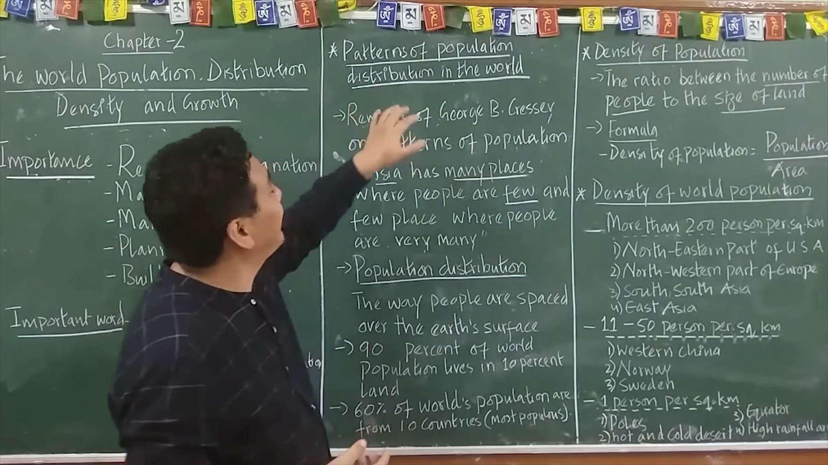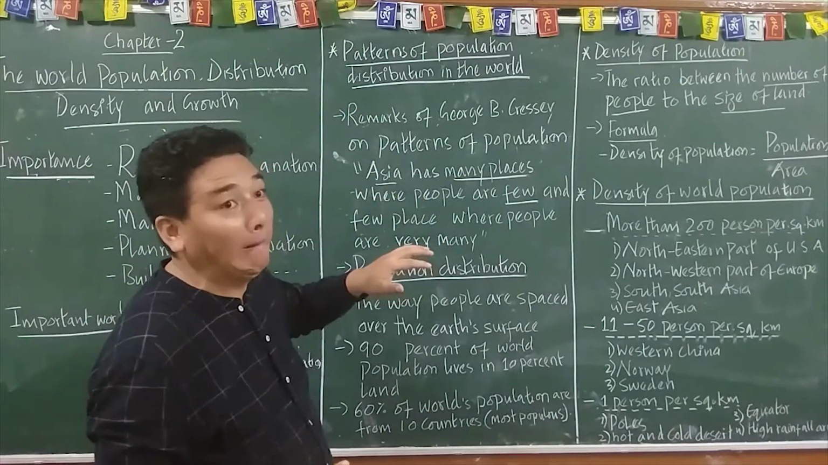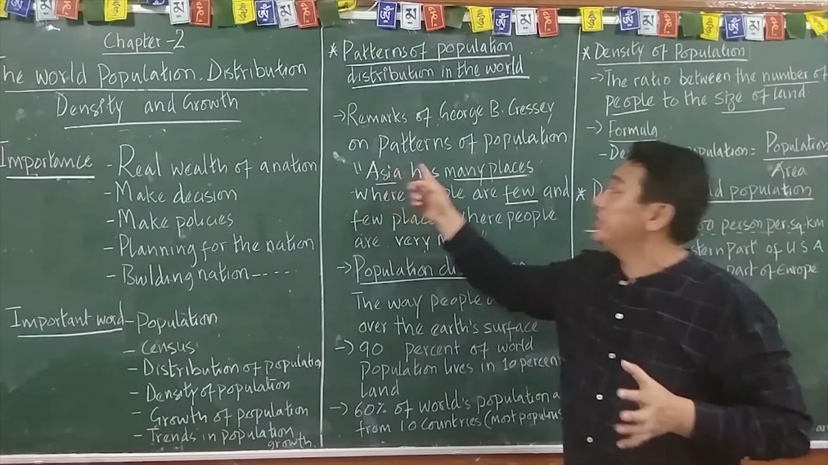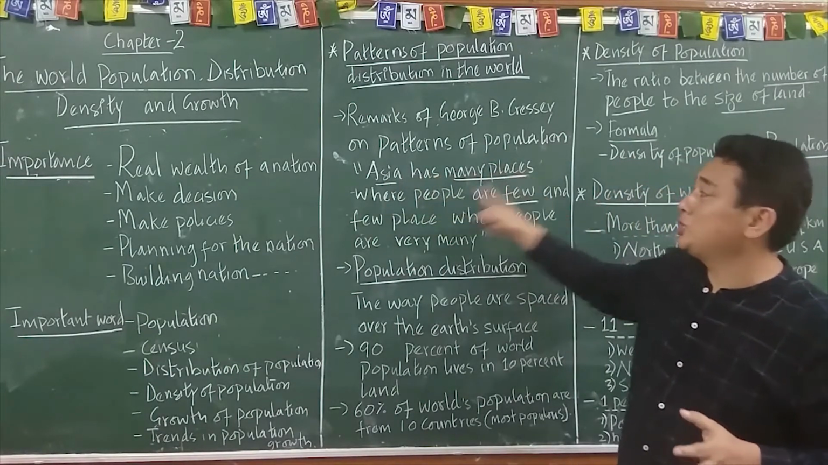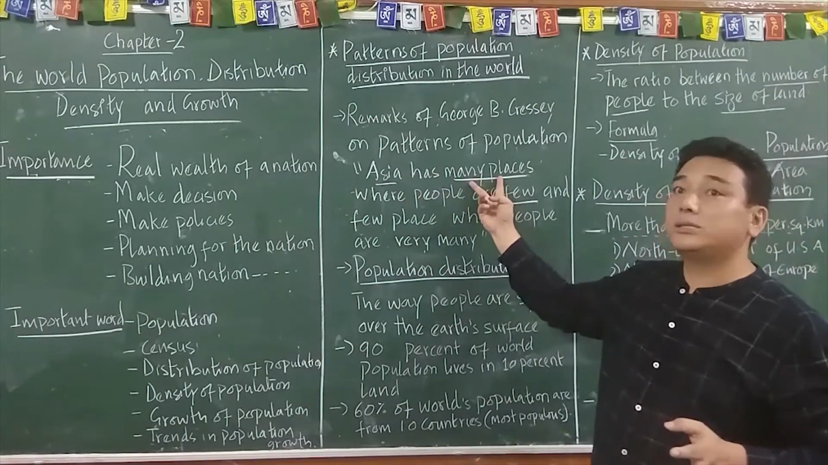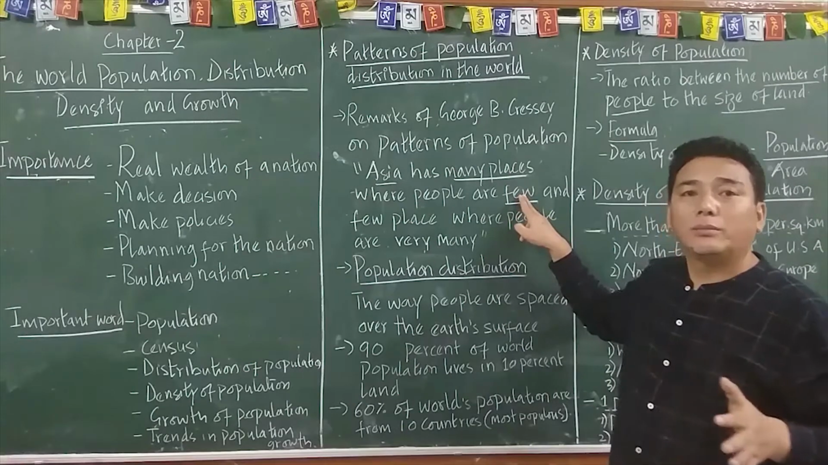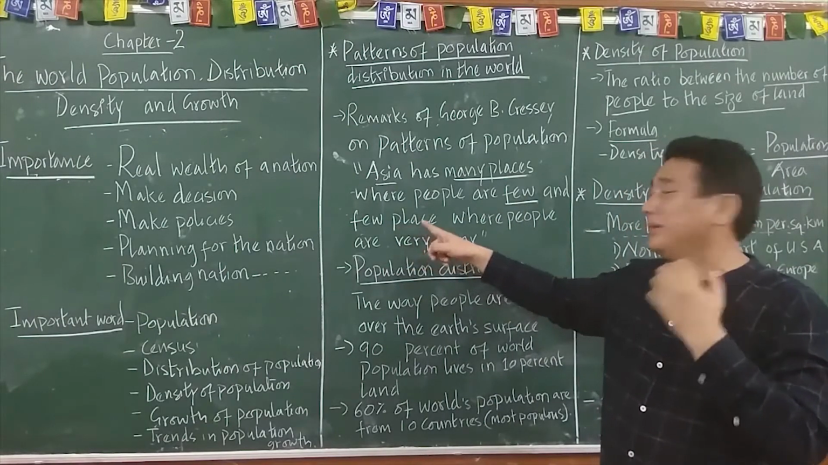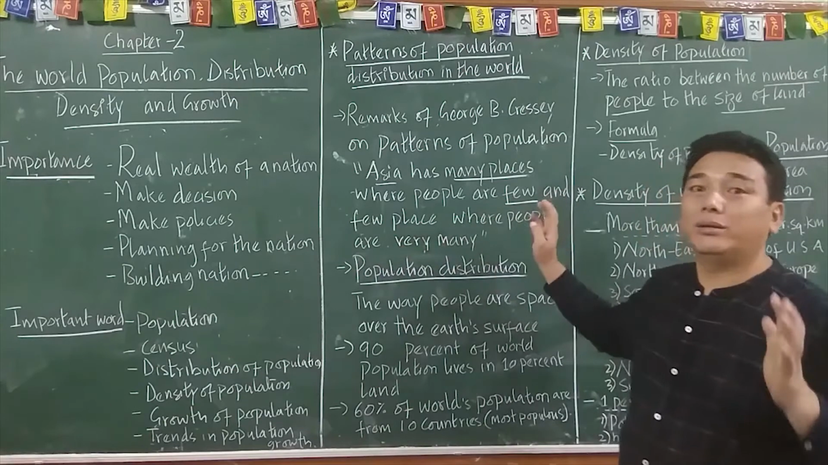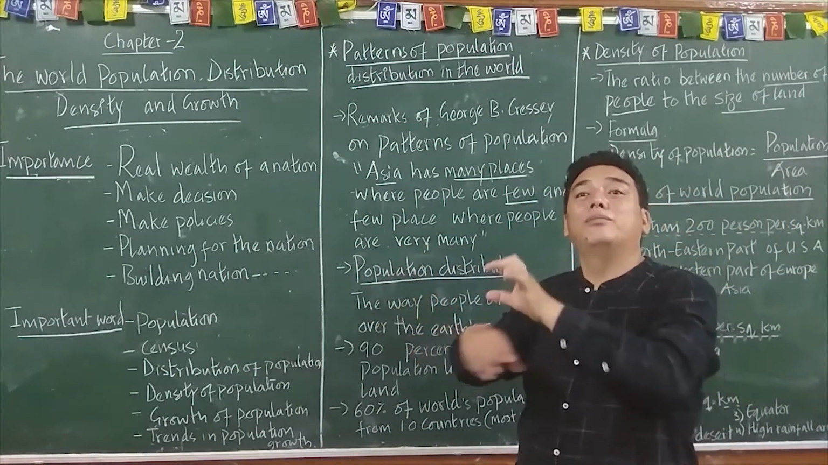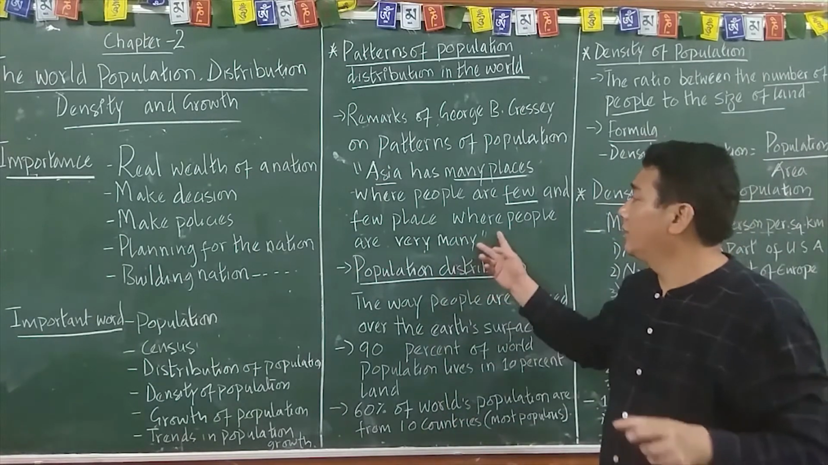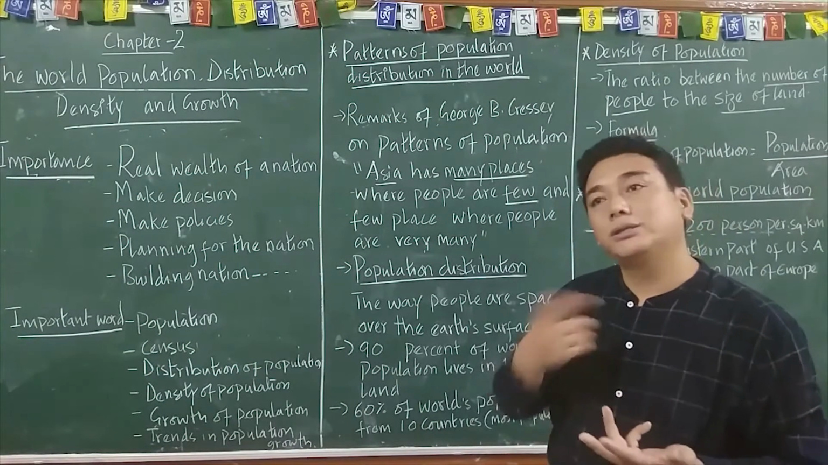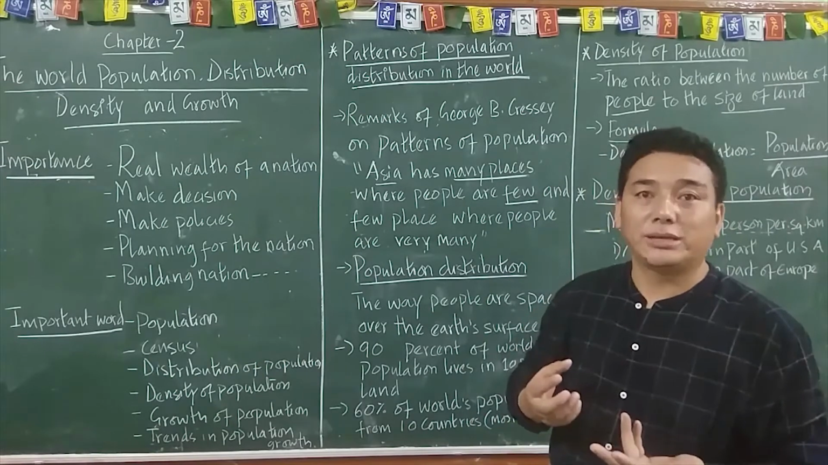On the patterns of population distribution, this person has made a remark that Asia has many places where people are few, and few places where people are very many. He wanted to say that some areas of Asia have a lot of population and some have very little population. Is that clear?